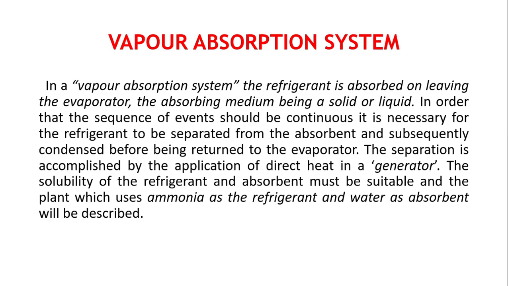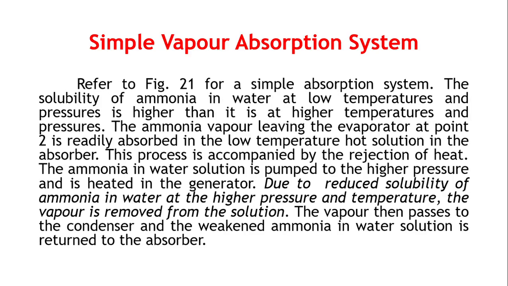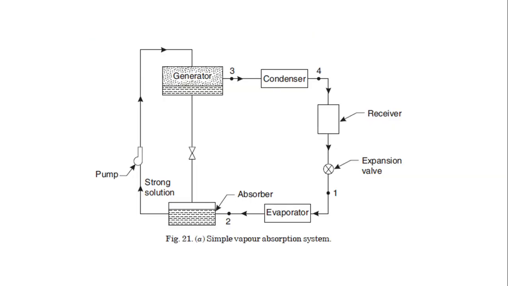The separation is accomplished by the application of direct heat in a generator. The solubility of refrigerant and absorbent must be suitable, and the plant which uses ammonia as the refrigerant and water as the absorbent will be described. We call it the ammonia water, NH3-H2O, vapor absorption system. Similarly, we also have lithium bromide water, whereas here in ammonia water, ammonia is the refrigerant and water is the absorbent.